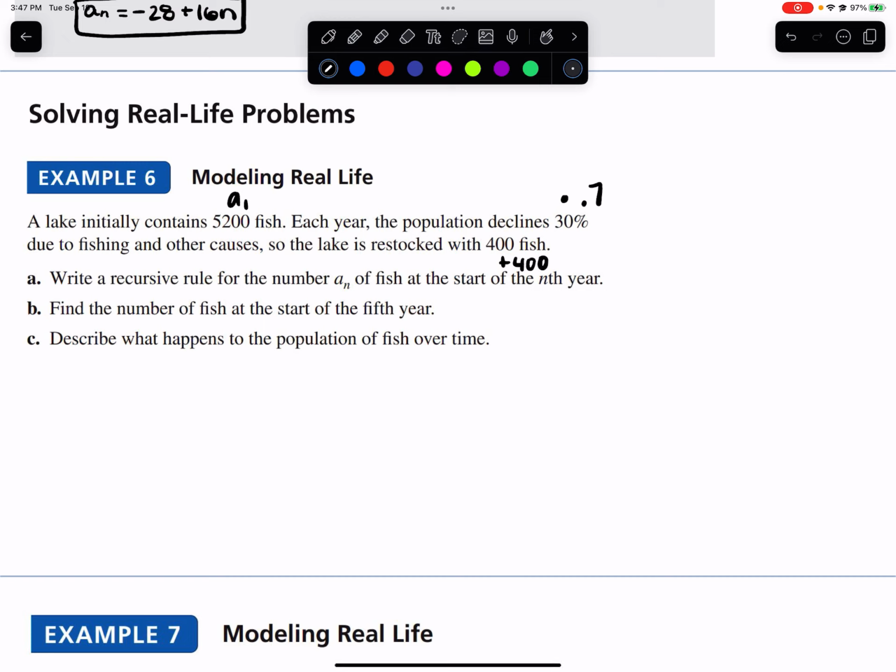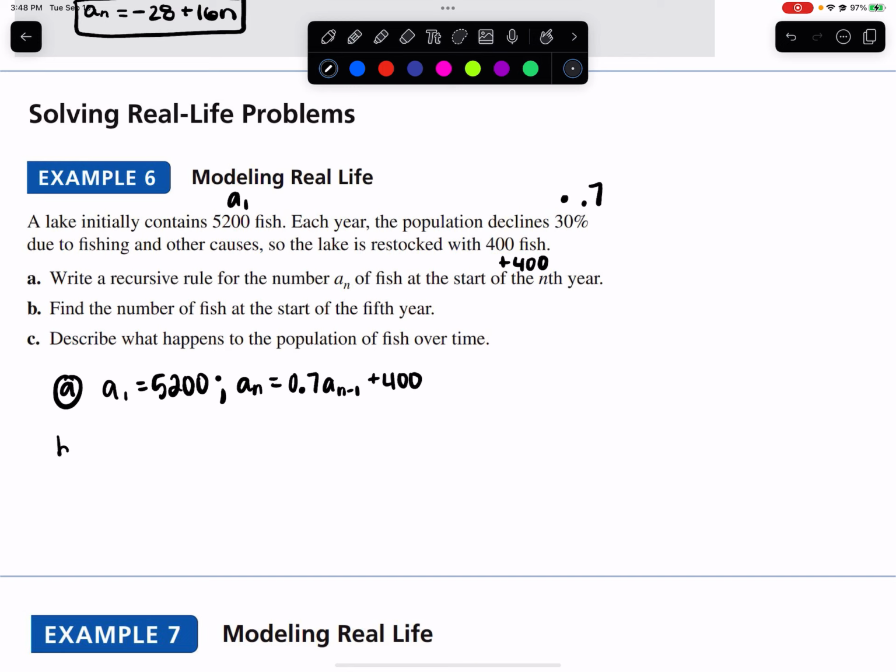So a recursive rule, a sub 1 equals 5,200. And then each year, I'm taking the previous term times 0.7. So 0.7 times a sub n minus 1, plus 400.